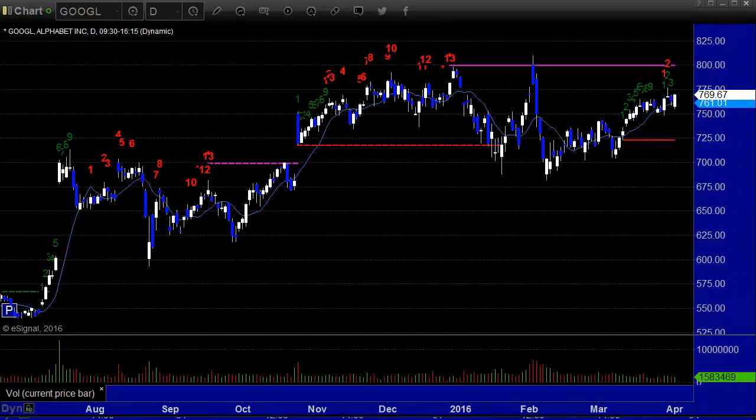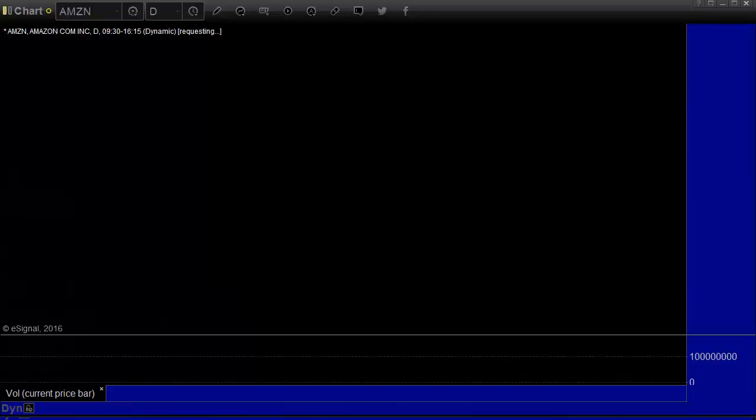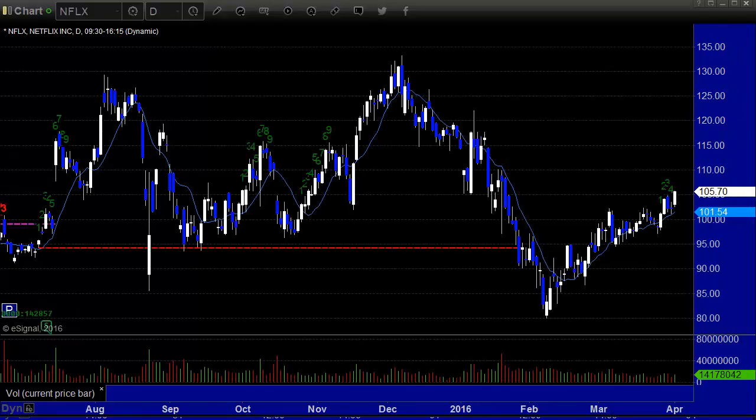Google gained 6. That's the highest close in a while on Google. Apple up exactly $1, highest close there as well, trying to breach that static trend line. Amazon up $4.86. Netflix up $3.47. A lot of positive things happening in the bigger name stocks.